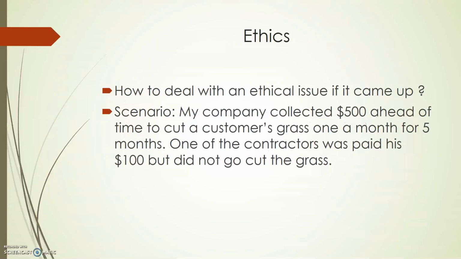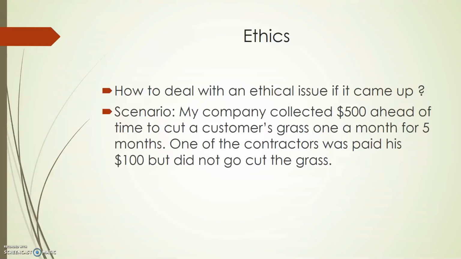Ethics. How to deal with the ethical issue if it came up. A simple scenario would be, my company collected $500 ahead of time to cut a customer's grass once a month for 5 months. One of the contractors was paid his $100, but he did not go cut the grass. If I was presented with this issue, for one, I would apologize to the customer first, because the customer expected to get their grass cut, and it was my job to make sure that the contractor got there.